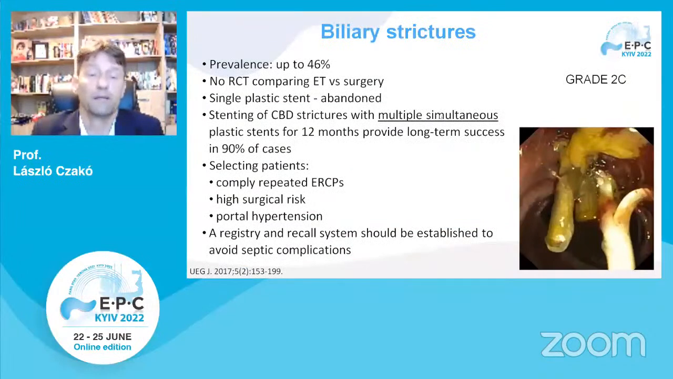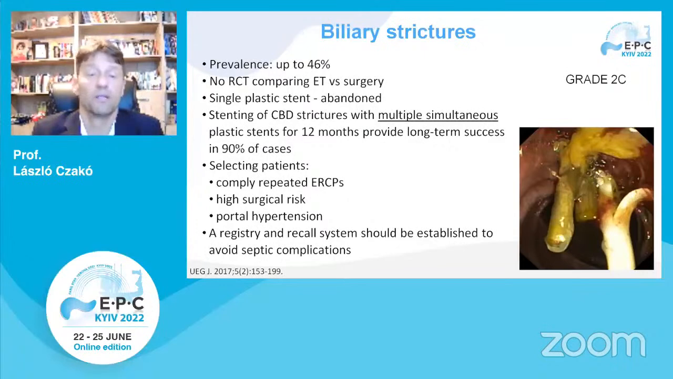Biliary stricture is a frequent complication of chronic pancreatitis. No randomized controlled trial comparing endoscopic versus surgical therapy was found. Biliary strictures due to chronic pancreatitis are especially resistant to endotherapy due to periductal fibrosis and calcification, and therefore treatment with a single plastic stent has been abandoned for this indication. Stenting should be done with multiple simultaneous plastic stents, and it can provide long-term success in 90% of the cases.